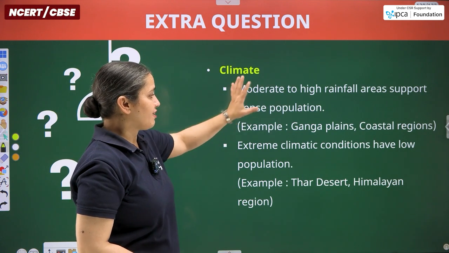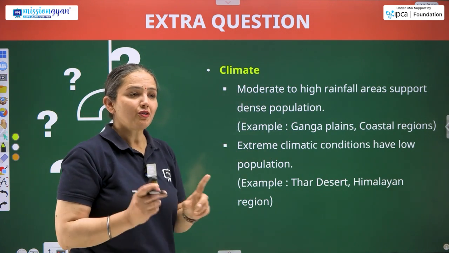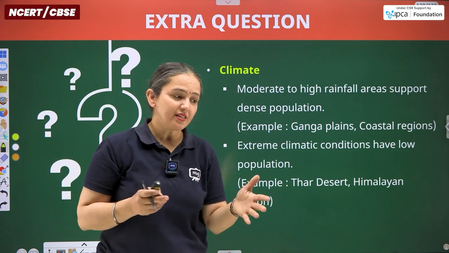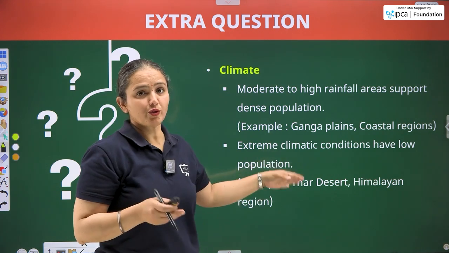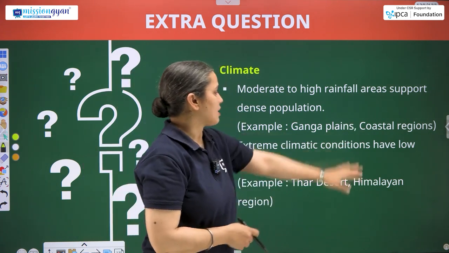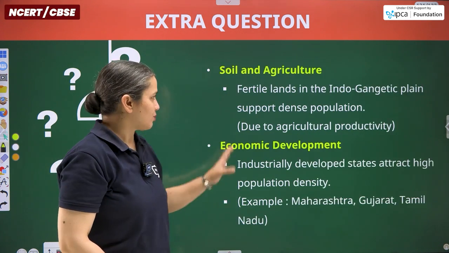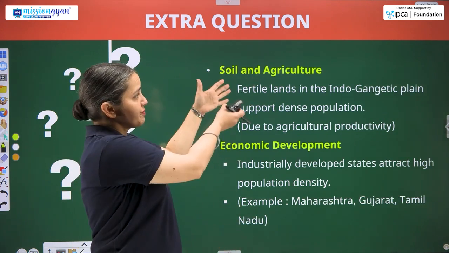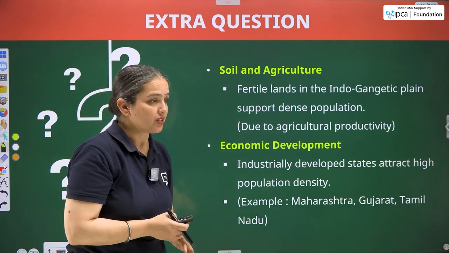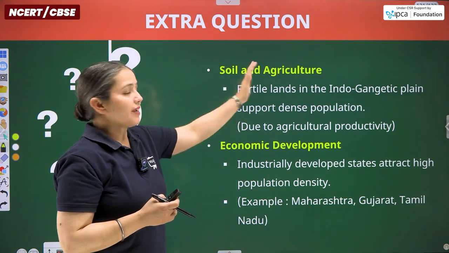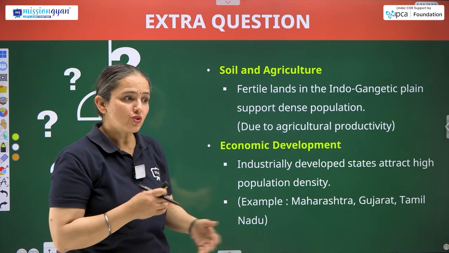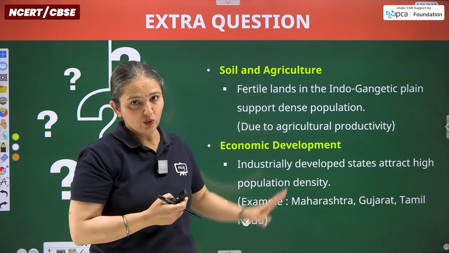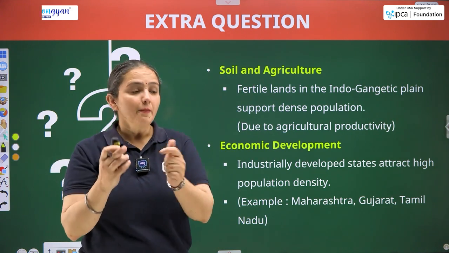Along with that, climate, favorable or not favorable. Moderate conditions are responsible for high density and extreme conditions are responsible for low density. Another factor is soil and agriculture. Wherever fertile soil is present, it will increase agriculture in that particular region. So, for agriculture, more and more people are going to reside in those regions, for example, in the northern plains.